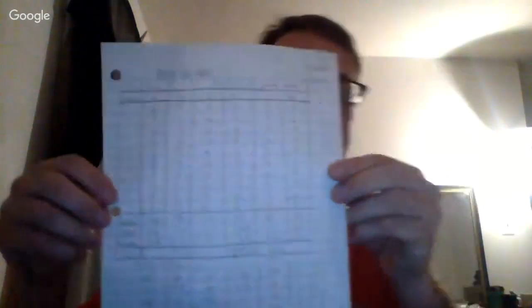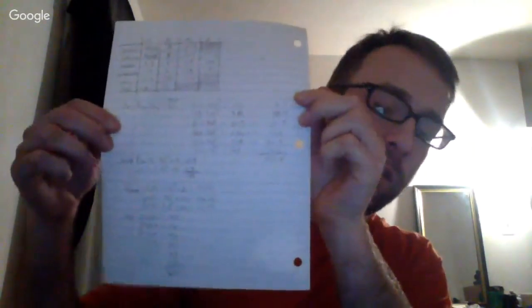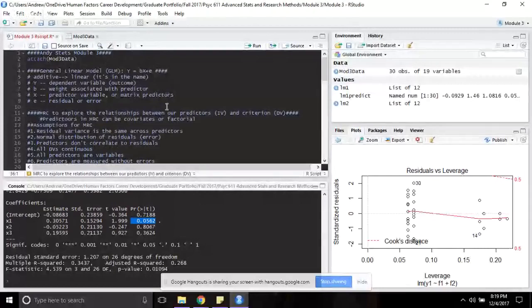I wanted to hold up my hand calculations to start. This is ANOVA. If you can't see them clearly, I will gladly upload them, scanned, email them to you. But now I will screen share with you and show you my presentation in R.